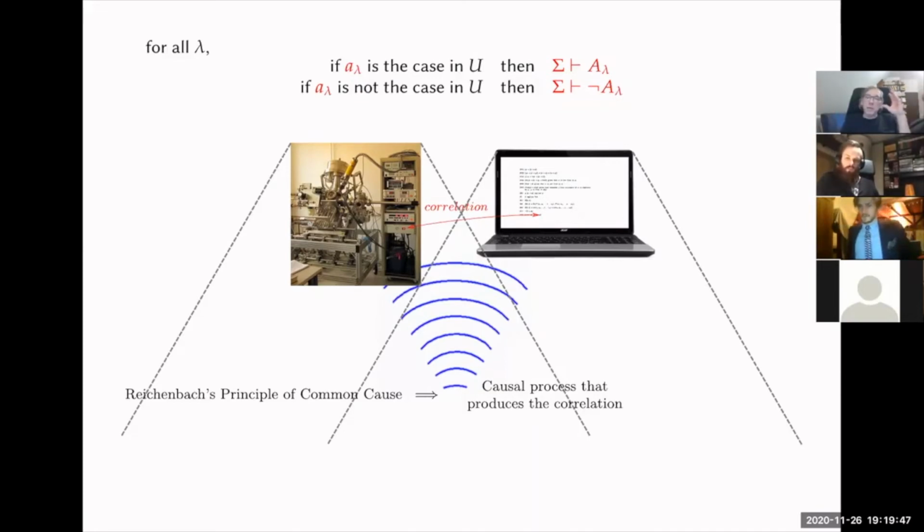More precisely, this causal explanation means that there must exist in the physical reality a causal process, and of course this causal process must be something like this: here in the common, these are just some symbolic things, backward light cones in space-time of these two things here, and of course this common causal path.